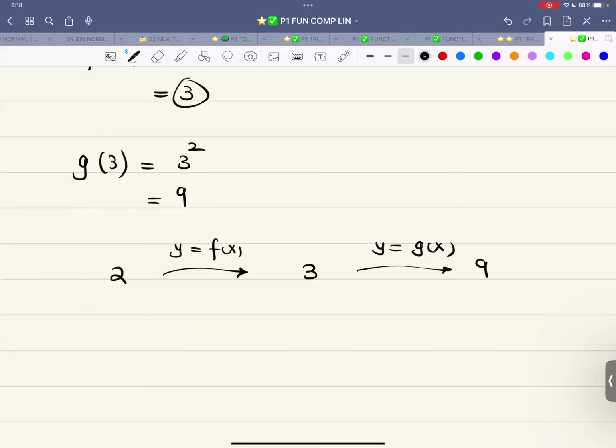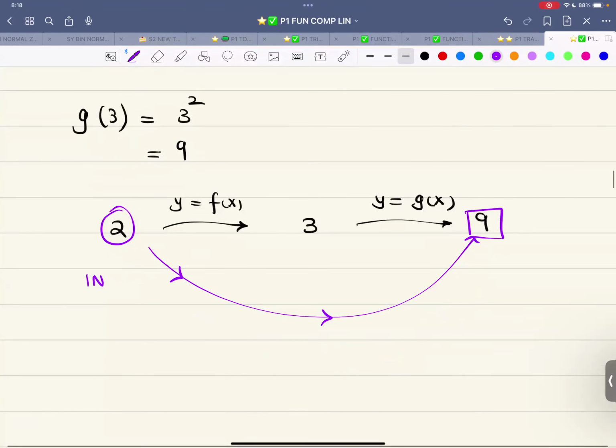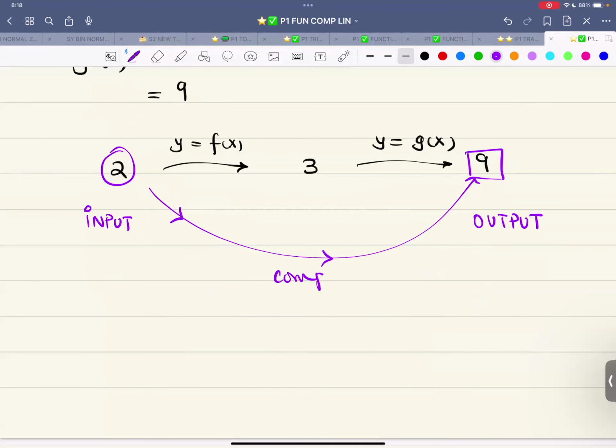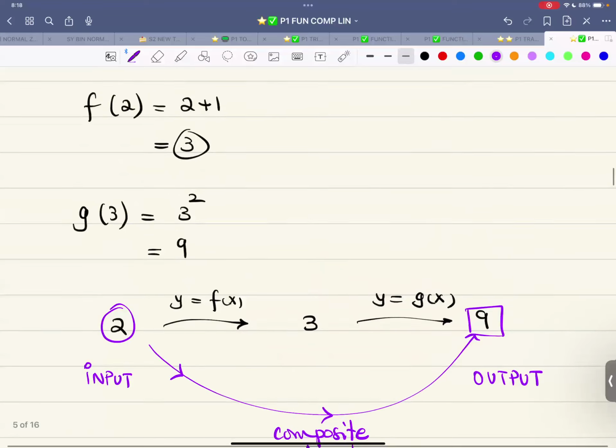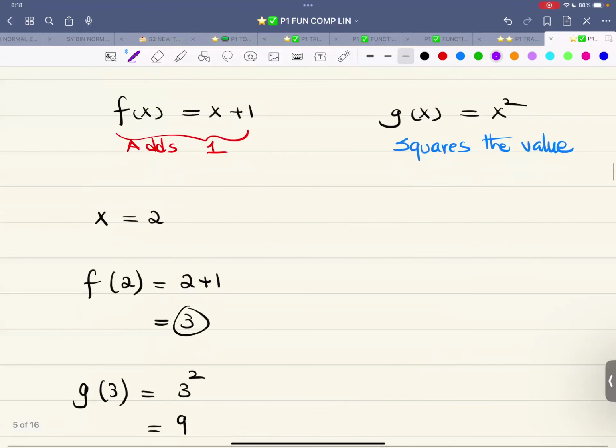All good? All clear? Now, what am I interested in? I am interested in a single function that will change 2 all the way to 9. That means this is my input and my output should be 9. That one single function is the composite function which I am looking for. Now, I don't know much about functions and I want to explore. I want to realize this idea, how to get this thing started.